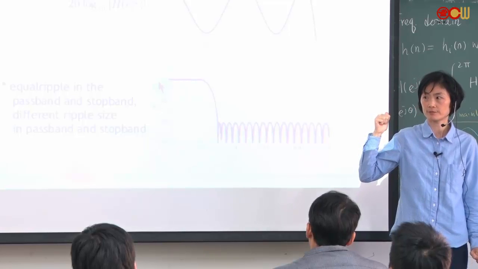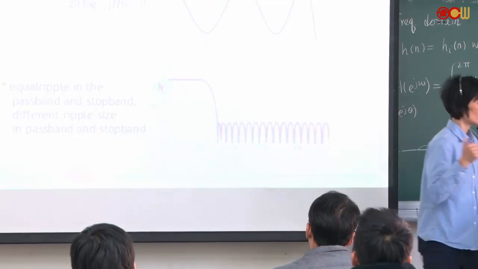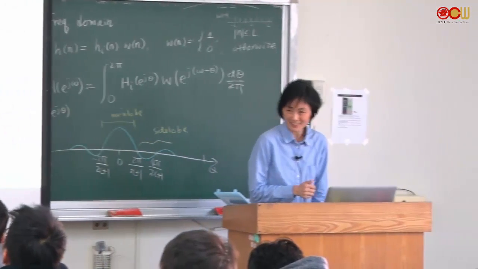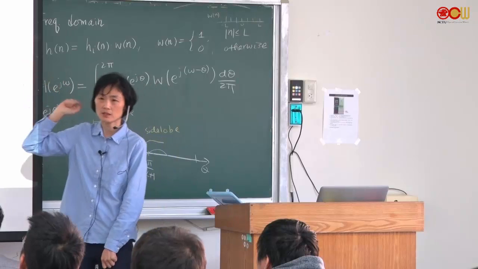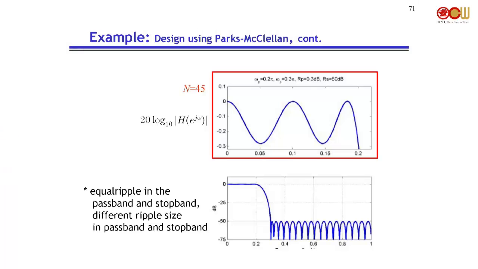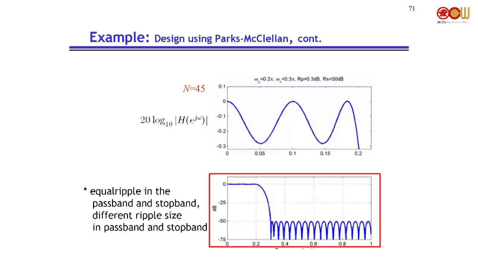It's 50, what was it? 59? Was it 59, right? So in this case, we only need 45. And we look at the passband, okay? This is minus 0.3 dB, and it's equal ripple in the passband, and also equal ripple in the stopband, and all the ripple sizes are 50 dB.